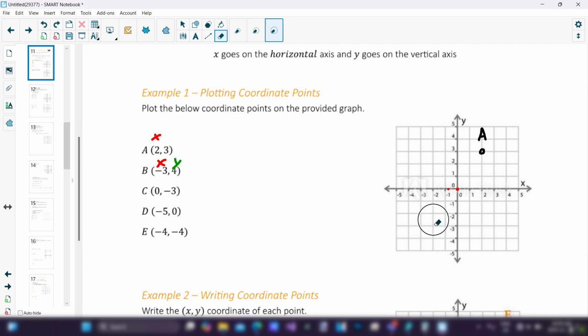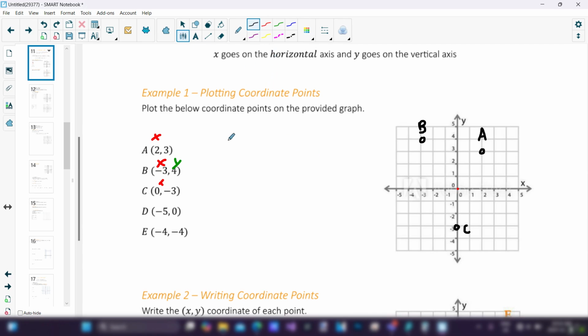Take some time, do the rest of those points while I clean up my shoddy work here. C is 0 on the X, so that means we're not moving anywhere. We're just staying at the origin. But I am going to go down negative 3 on the Y. So I'm going to go 1, 2, 3. So that is point C.